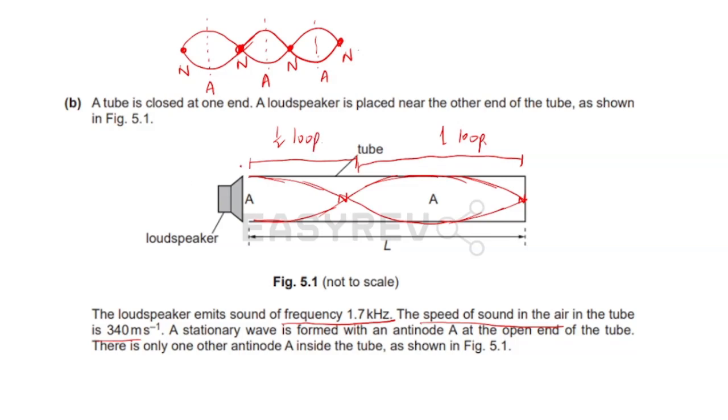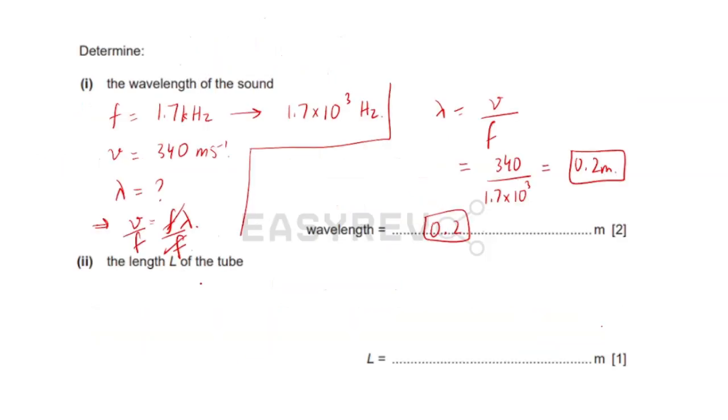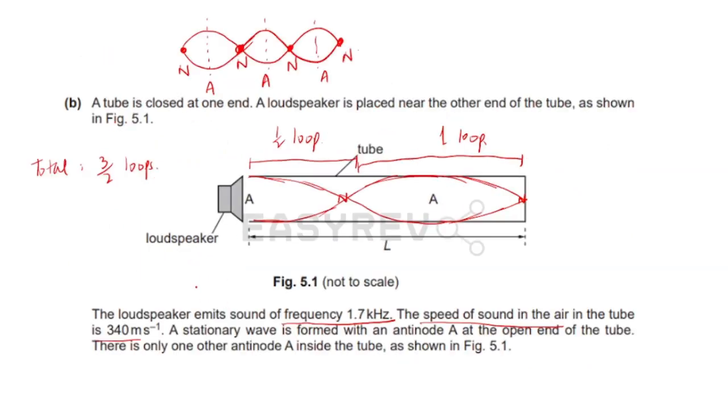So in total, how many loops do we have? Well, we have 3 over 2 loops, or you could also say 1.5 loops. It's the same thing. Now, why are we counting the loops? Because we want to relate the number of loops with the length L of the tube. For that, there's another property we can use about stationary waves.